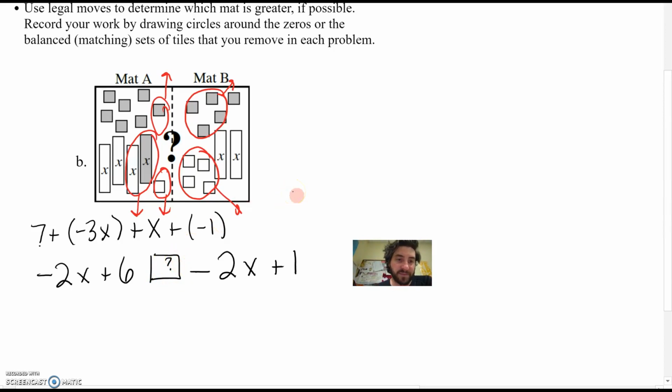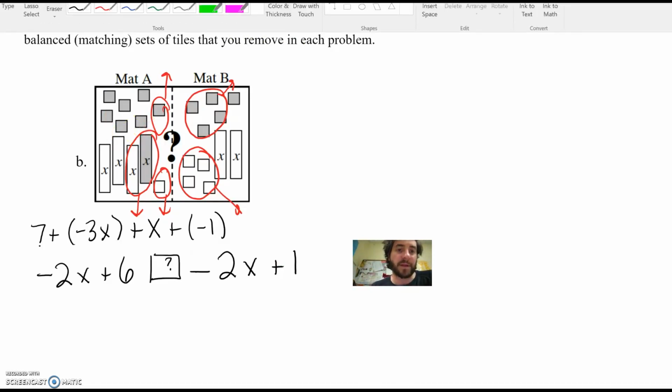Now, I can see that the 2 negative x's are the same on both sides. And so the only difference is that mat A has more positives than mat B. But what else it's asking you to do is remove any balanced sets, things that are the same on both sides.